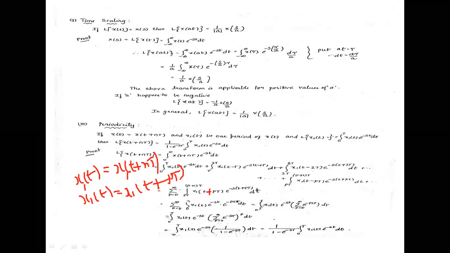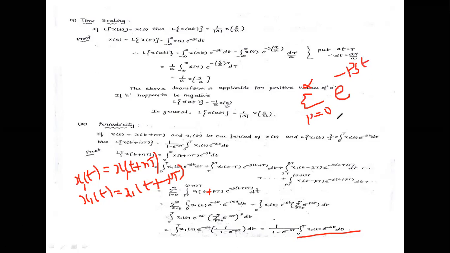That is equal to the integral 0 to T x1 of t e power minus st, and we have only p in the remaining expression: the sum of p equal to 0 to infinity of e power minus p s T into dt. Got it, my students? And the integral 0 to T x1 of t e power minus st dt you can write as one function, times the sum of p equal to 0 to infinity e power minus p s T.